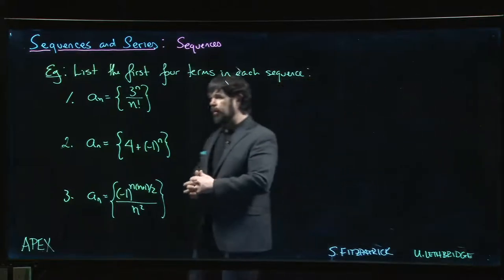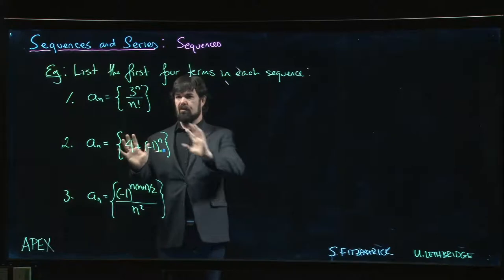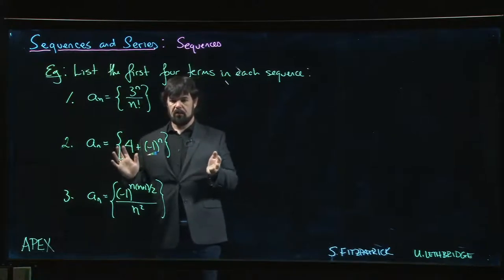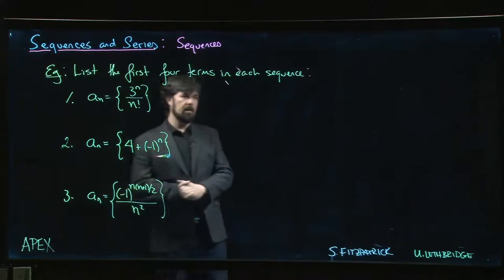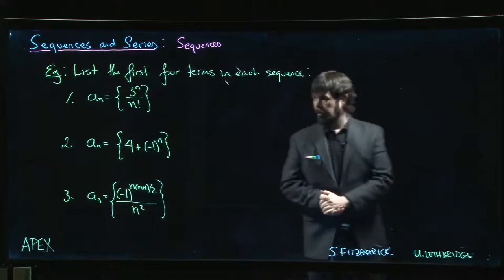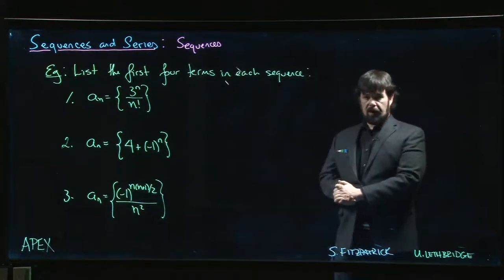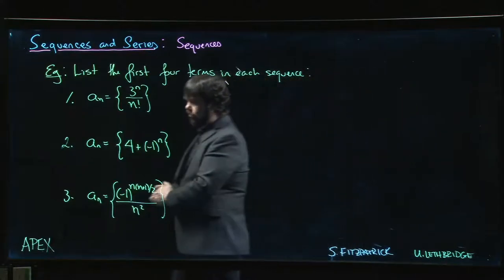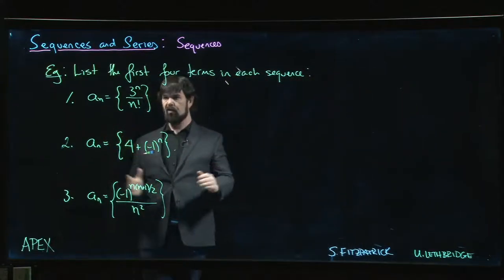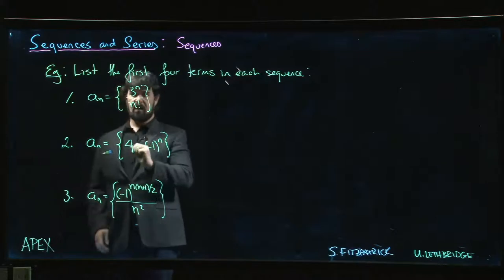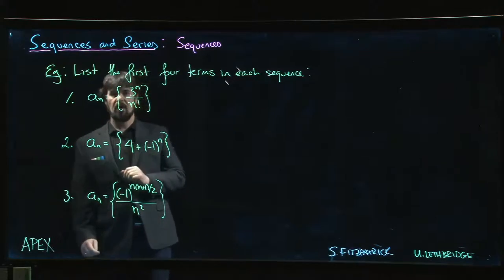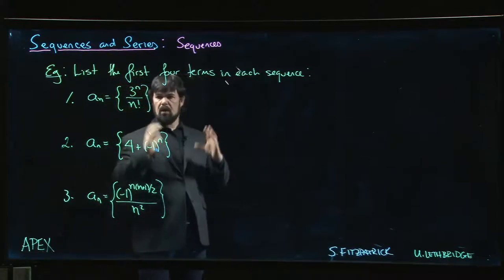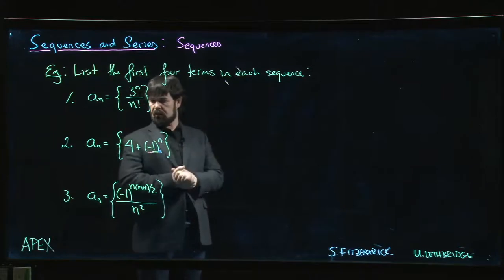Okay, so our first example just asks us to generate the first few terms in a number of sequences written here on the board, right? This curly bracket notation is the notation that's used in the Apex Calculus books for sequences. So we're thinking of this, if you like, as a set, I think, is the idea behind the notation. Other textbooks will put round brackets around the terms in a sequence.